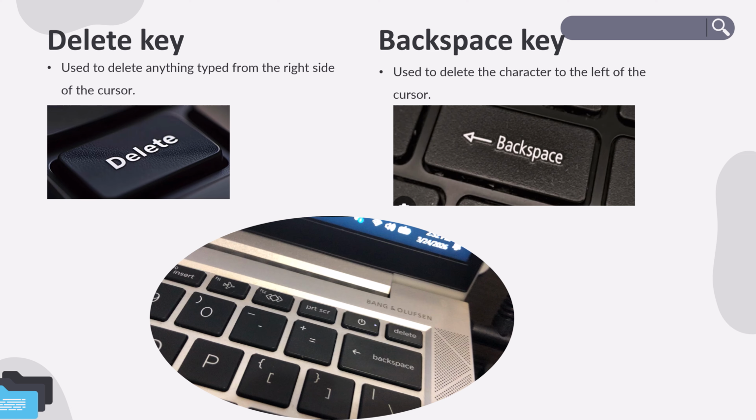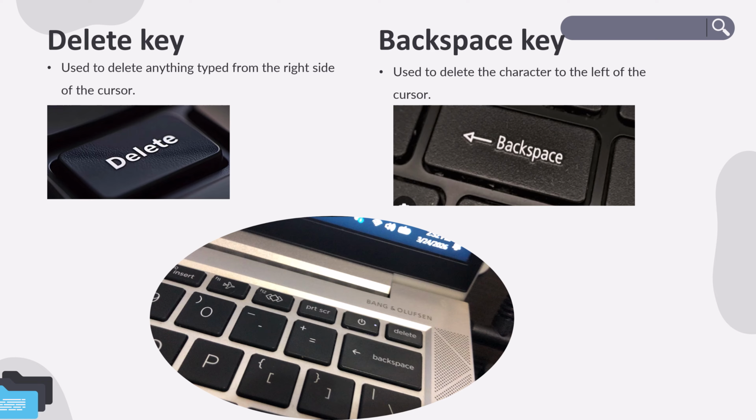Now let's see the delete key and backspace key. They are almost doing the same function, to delete, but there are some slight differences between the delete key and backspace. The delete key is used to delete anything typed from the right side of the cursor. It deletes from the right side when you are typing. If you press delete, it will delete the word typed on the right side of the cursor.